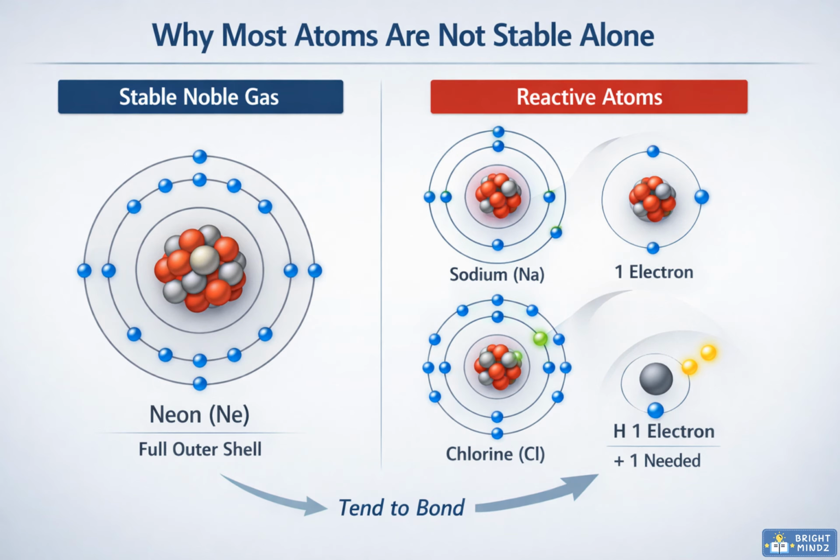A full outer electron shell makes an atom more stable. Noble gases like neon already have this arrangement, so they usually have little reason to react. Other atoms behave differently. Sodium has one outer electron, which it can lose easily. Chlorine has seven, so gaining one electron completes its shell. Hydrogen has one electron, but its first shell needs two, so it often shares or gains one. In each case, bonding helps atoms reach a lower energy, more stable electron arrangement.